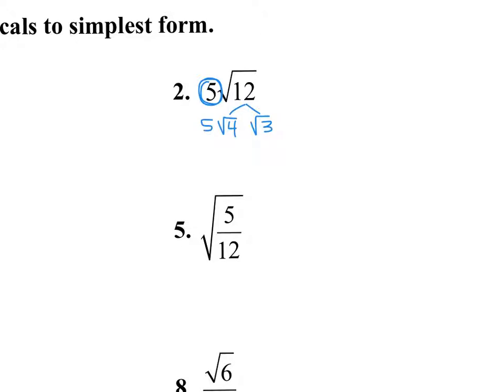What is the square root of 4? 2. So you're saying 5. What operation is happening between the 5 and the rad 4? Multiplication. So you're going 5 times 2 times rad 3, which is 10 rad 3. Okay, so that would be simplest radical form.